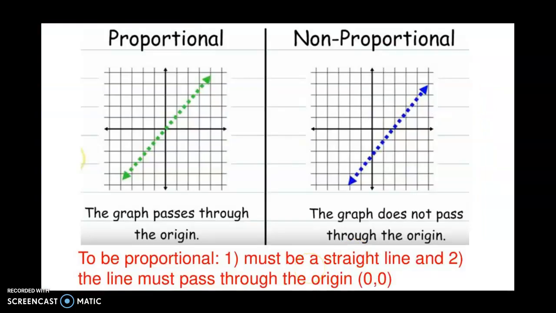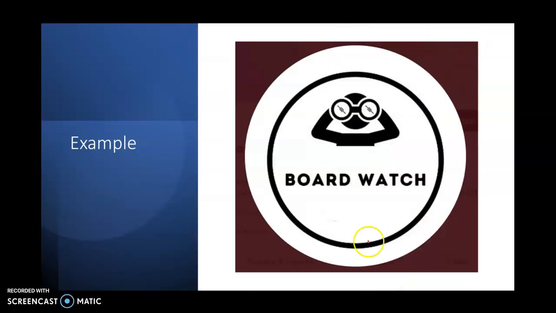So here's for graphs. Here's a proportional graph. If it goes through (0, 0), it's proportional. So if it goes through the middle of the graph, it's proportional. If it goes anywhere else, it's not proportional. So if it doesn't go through the middle, it's not proportional. So it must be a straight line, and it must pass through the origin (0, 0).